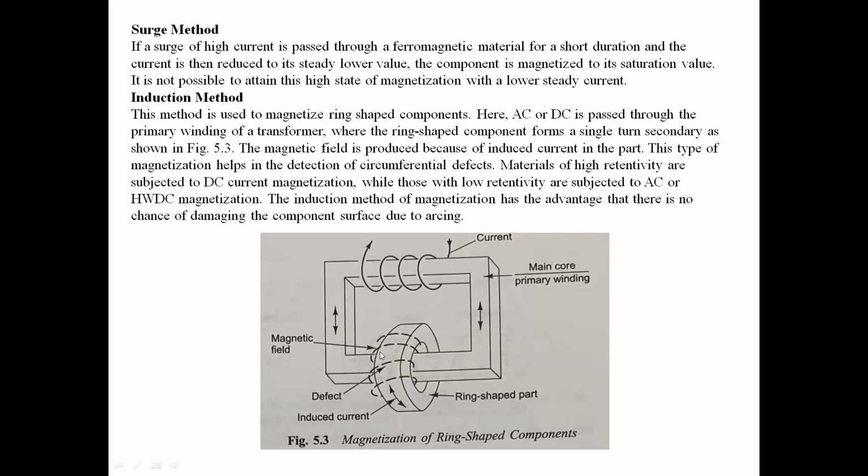Those flux lines are transferred to the ring shaped part, and automatically the ring shaped part gets magnetized. Ring shaped parts are magnetized by using the induction method, and we can find defects on the surfaces around the circumference of these ring shaped parts. This is called the induction method. The induction method is based on the transformer principle.